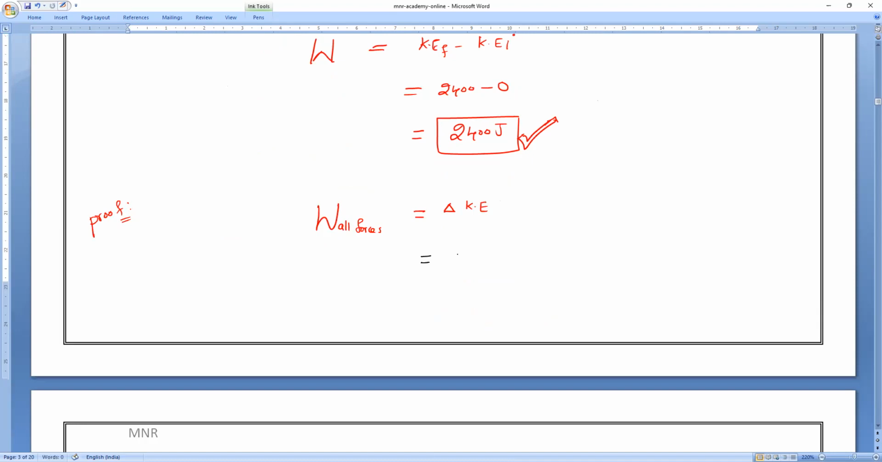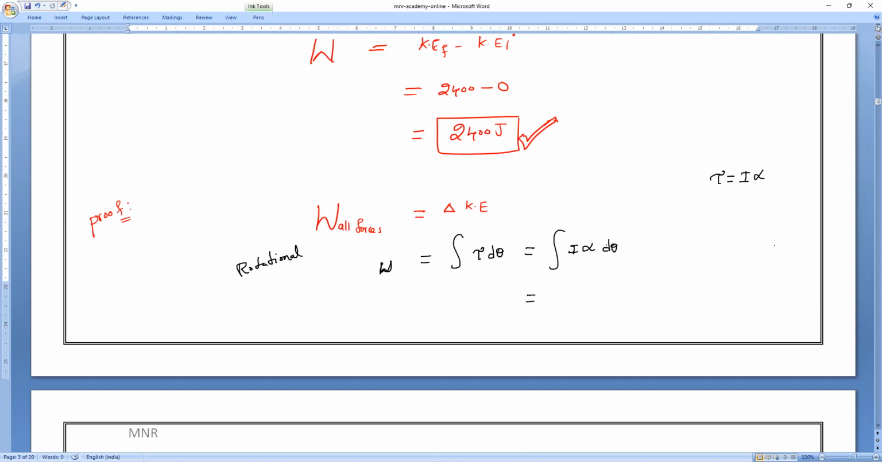Now we all know that for a rotational body, work done W is equal to what? The integral of tau dθ. Am I right or wrong? What do we mean by tau? Tau is I into alpha. So I will replace tau with I alpha, so the integral of I alpha dθ.